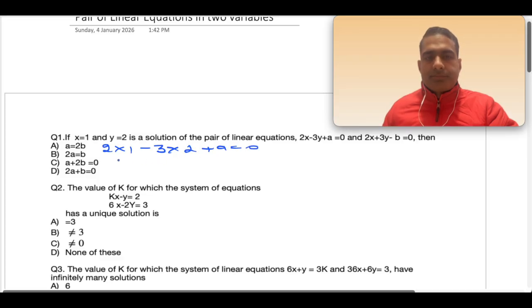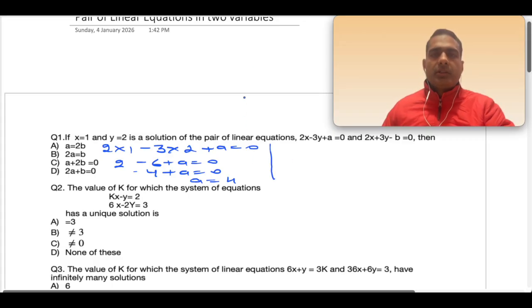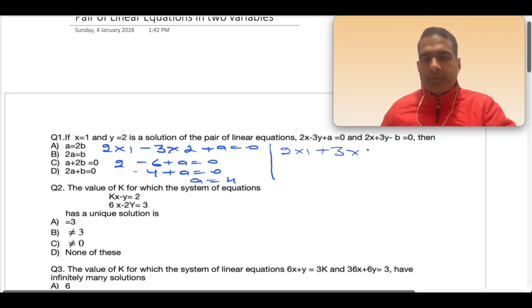That is 2 minus 6 plus a is equal to 0. So 2 minus 6 is minus 4 plus a is equal to 0. It means from here I get a is equal to 4. So the value of a we got is 4. Now if we do the same thing in the second equation, so I will be getting 2 times 1 plus 3 times 2 minus b is equal to 0. So that is 2 plus 6 minus b is equal to 0. So from here I will be getting b is equal to 8.